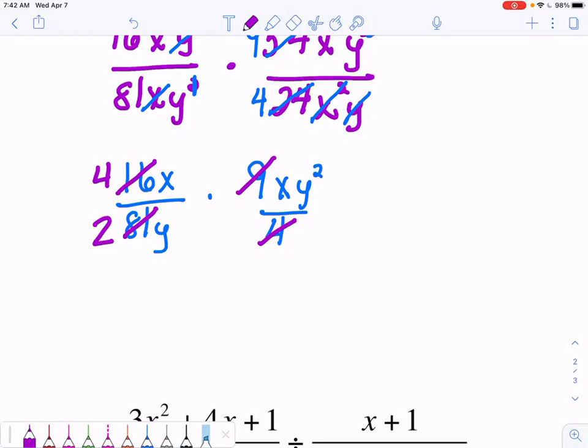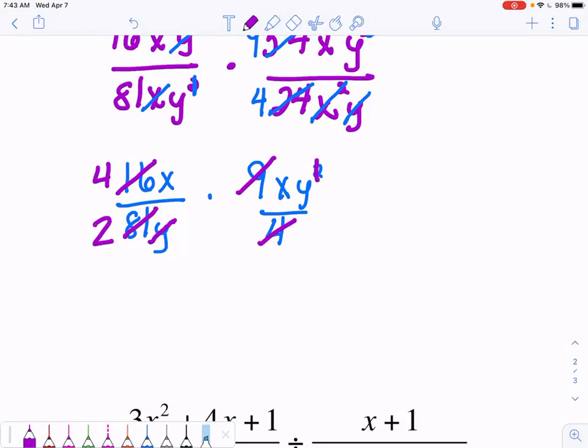Looking at the variables, doing that same process, there's a y in the denominator on the left and a y squared in the numerator on the right. So we can take the y on the left and make the one on the right just a y. So not only can you reduce vertically, but when you're multiplying, eventually everything on the top is going to be multiplied. Everything on the bottom is going to be multiplied. So you can also cross cancel or cross simplify.